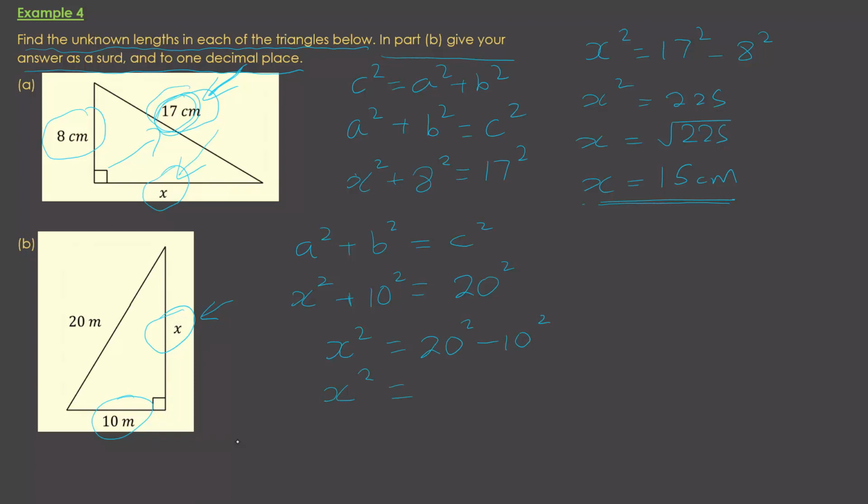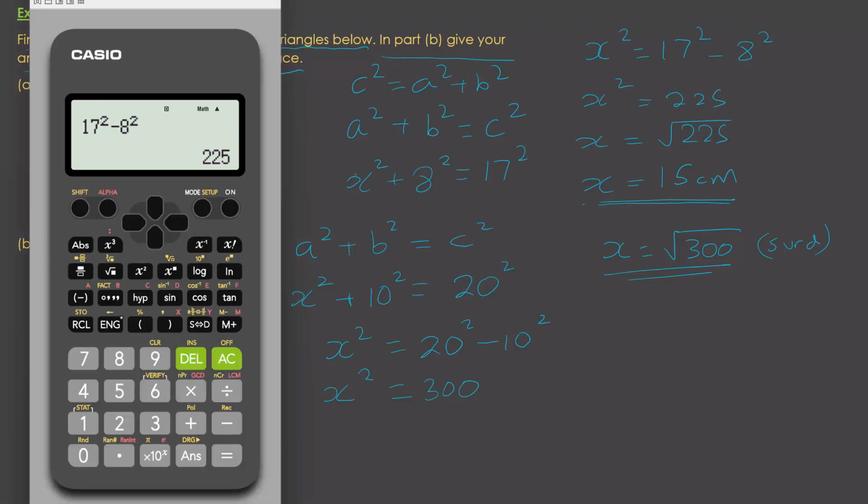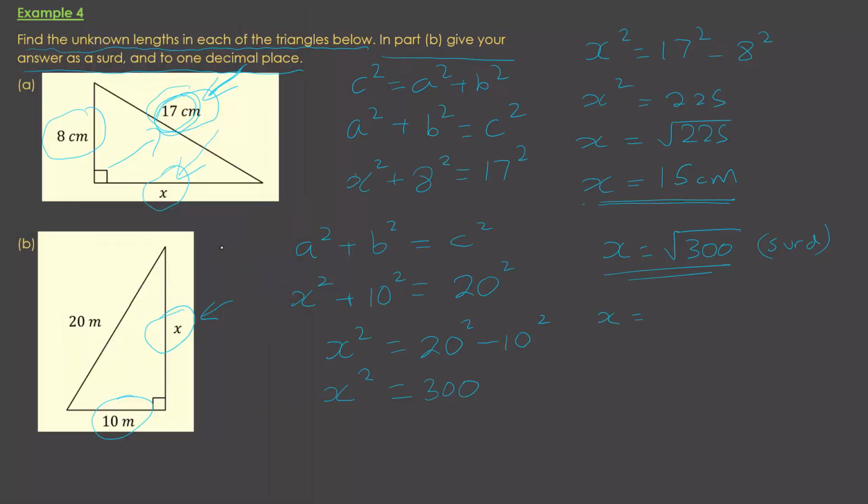That's 400 take away 100, so x squared is 300. And so x is the square root of 300. That is as a surd. We also want to find it to one decimal place, so we'll get the calculator and we'll do the square root of 300. And that gives me 17.32 and so on. And so that is 17.3 meters, correct to 1 dp.